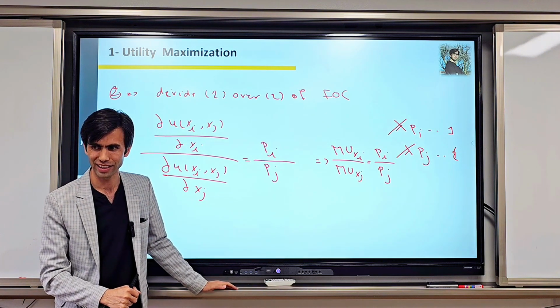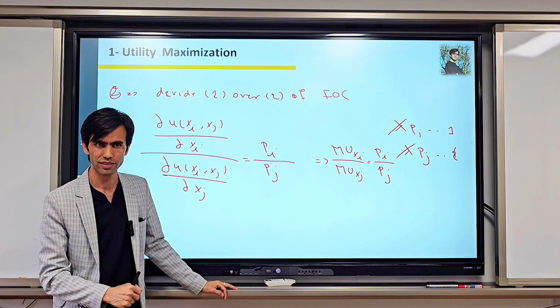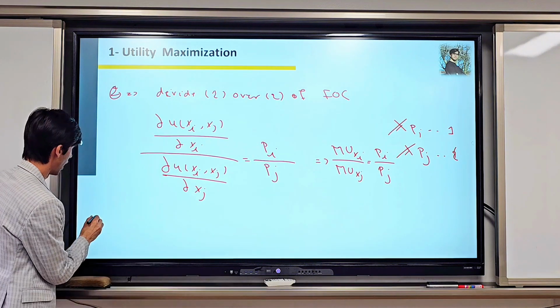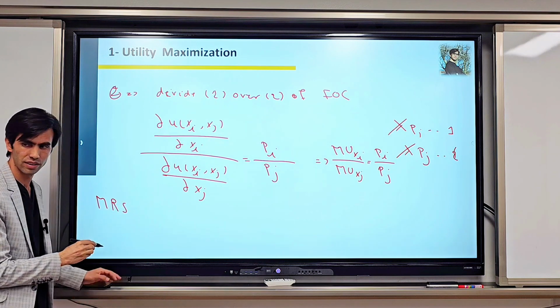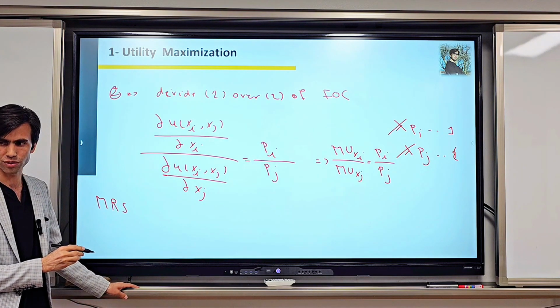Can you remember anything? How can we find the MRS? Marginal rate of substitution.